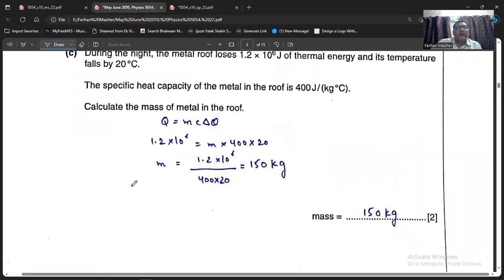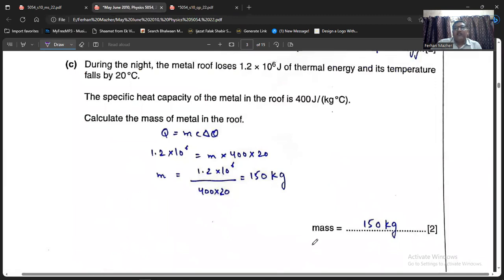So my dear students, I am done with question number 3, and the C part is the numerical for when the temperature changes. Okay, so let's move on.